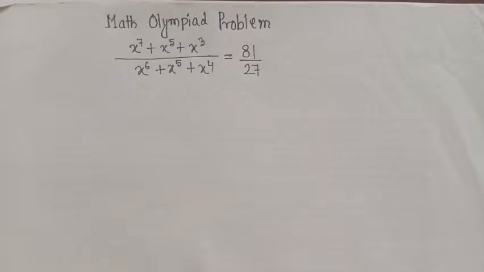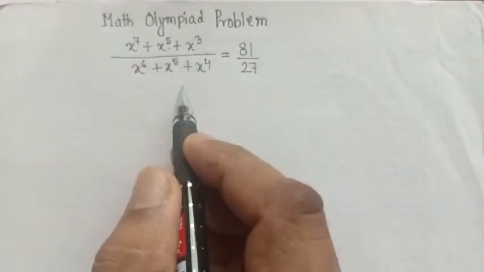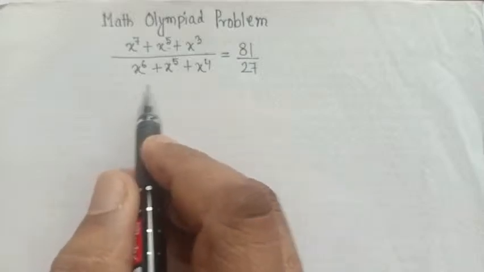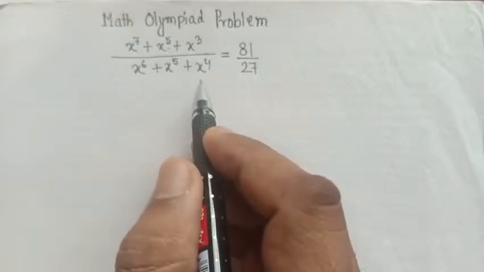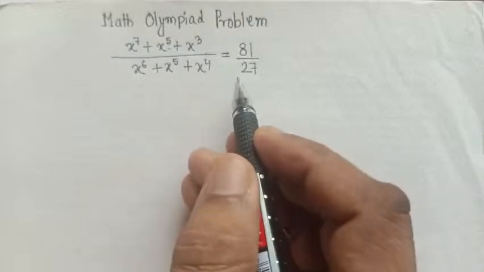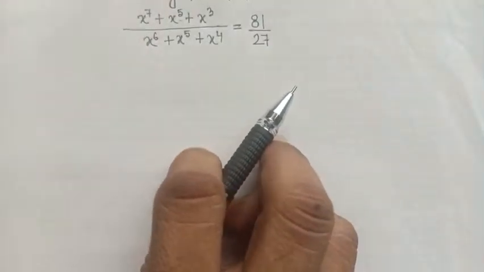Today we are going to solve another exponential equation, that is x to the power 7 plus x to the power 5 plus x cubed, by x to the power 6 plus x to the power 5 plus x to the power 4, is equal to 81 by 27. So let's start this.